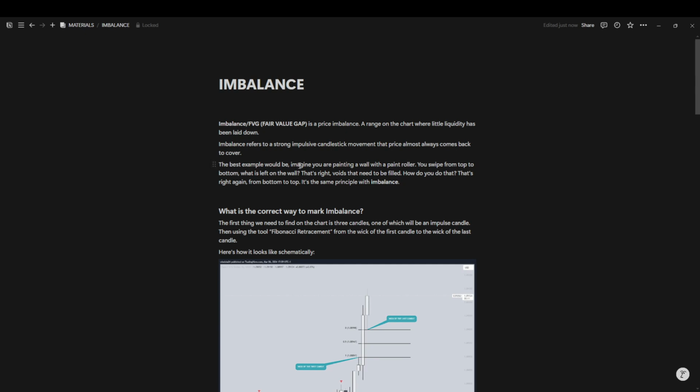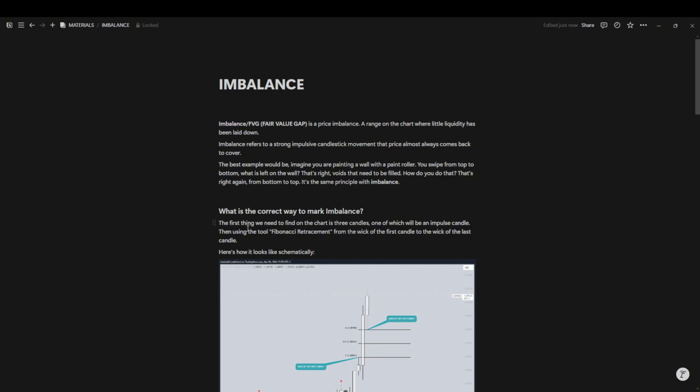The best example would be, imagine you are painting a wall with a paint roller. You swipe from top to bottom. What is left on the wall? That's right, voids that need to be filled. How to do that? That's right again, from bottom to top. It's the same principle with imbalance. And that's what I said about why imbalance is so important. Price always wants to be balanced. So it's very important for the price to cover the inefficiencies on the chart, the imbalances.